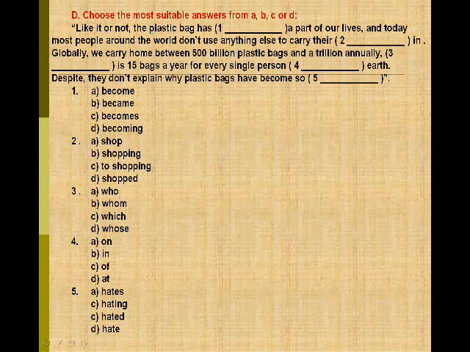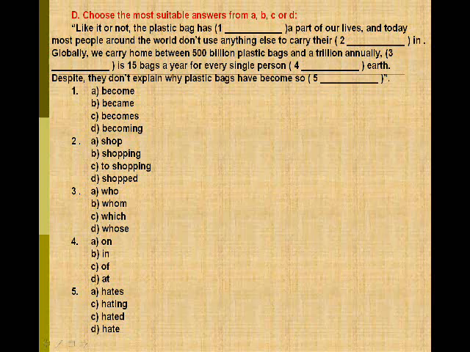So let's look at what we got here. Like it or not, the plastic bag has a part of our lives. So we have here the space number 1. For number 1 we have the options A become, B became, C becomes, D becoming. So which one is the correct answer?